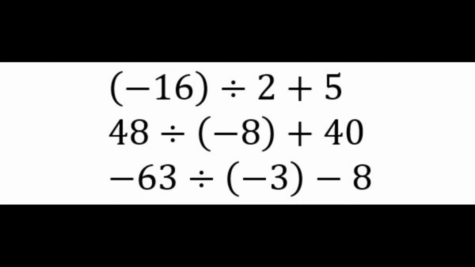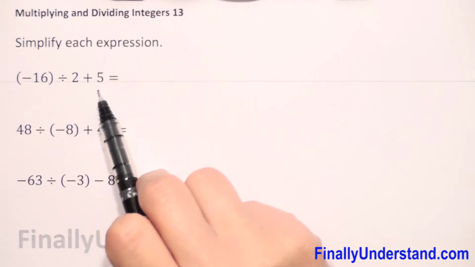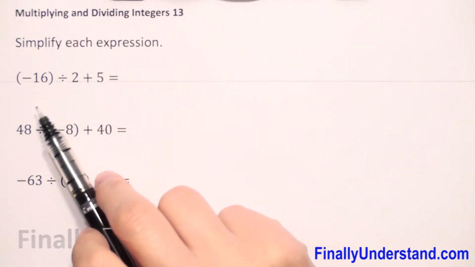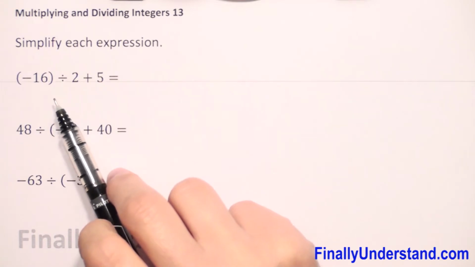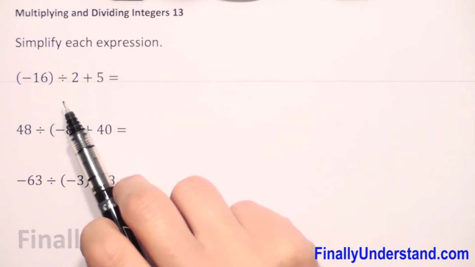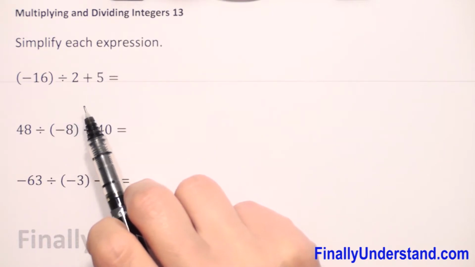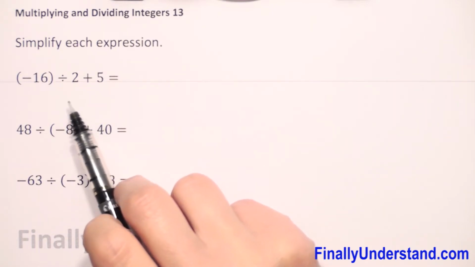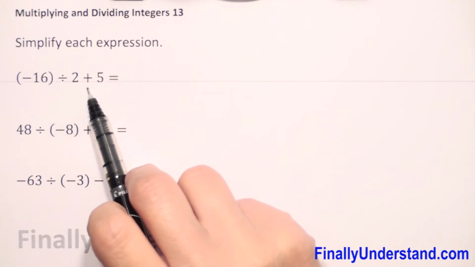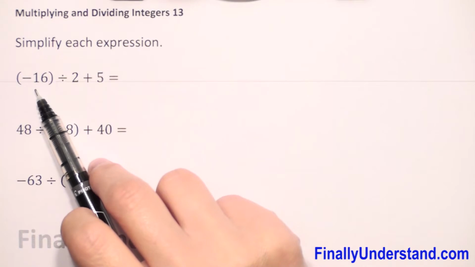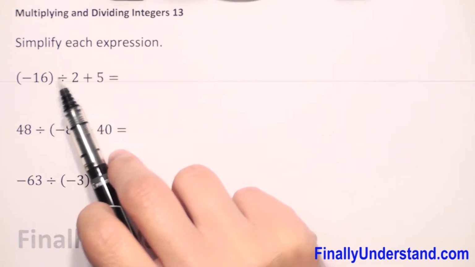Simplify each expression. We have negative 16 divided by 2 plus 5. We have to memorize that when we have integers, the order of operations applies to integers as well as positive number operations. So first we have to do division and next addition. So we have negative 16 divided by 2.